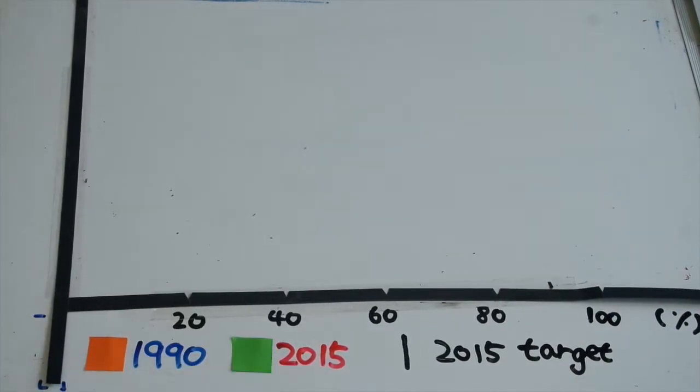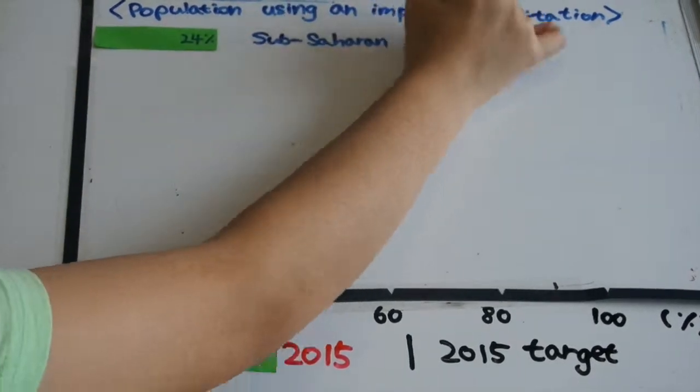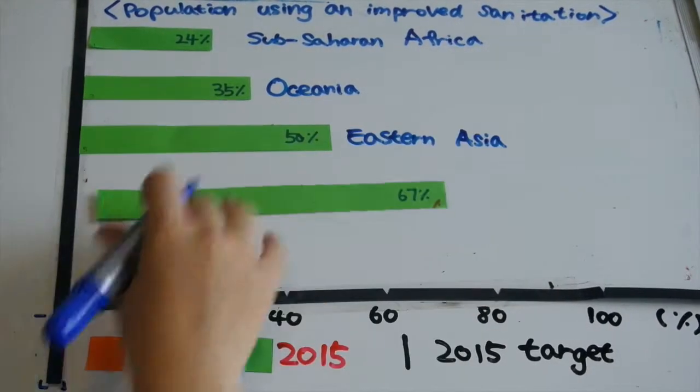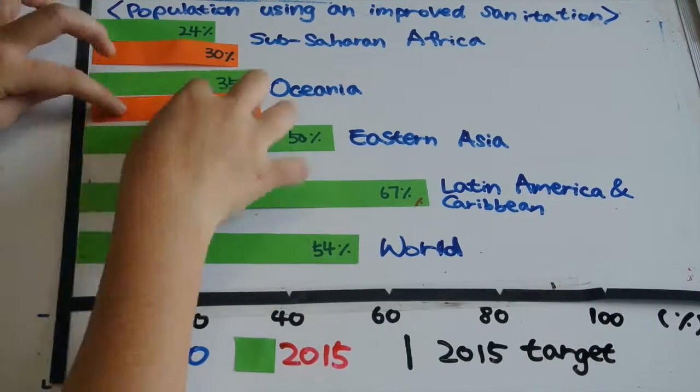This is the graph that shows the number of improved sanitation facilities for each region. As you can see in the graph of improved sanitation facilities, there are still many countries that didn't reach their goals yet.